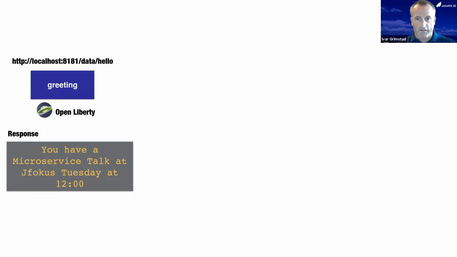So if I had run this today, it would say you have a microservice talk at Jfokus today, Tuesday at 12. And in order to do this, we'll split it into different services. And we'll have one service to tell me where I am. So I'll generate a service using Quarkus that will return the at Jfokus to me.